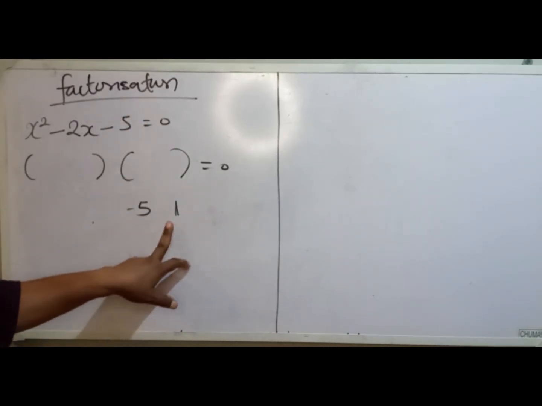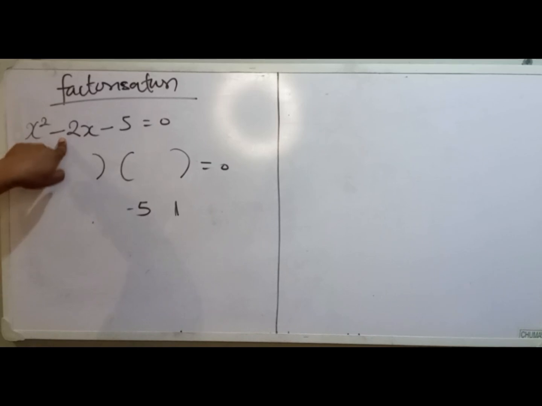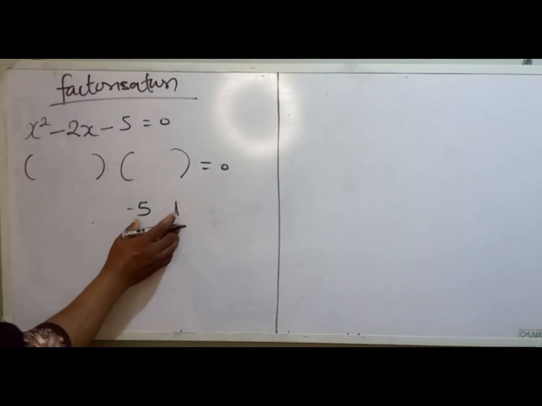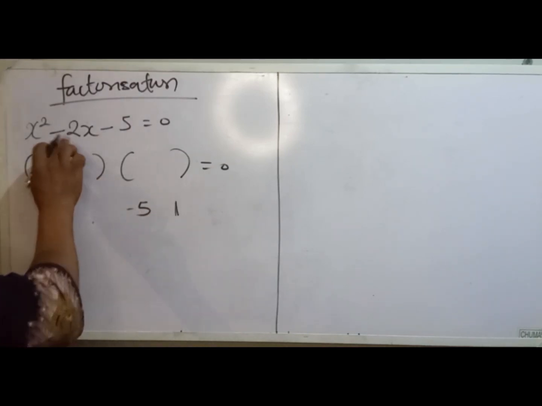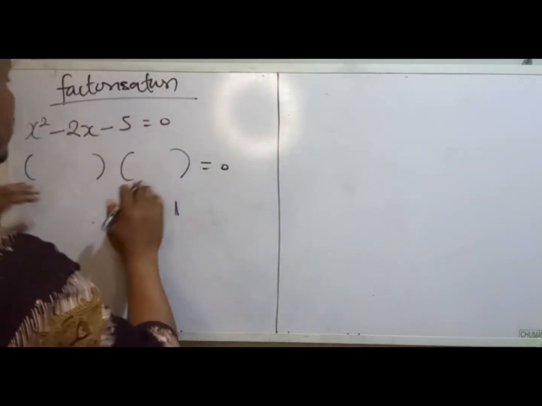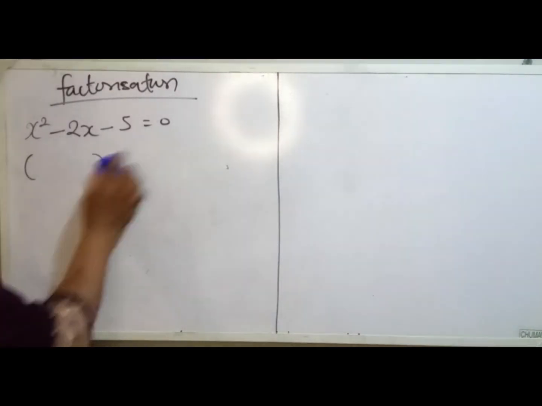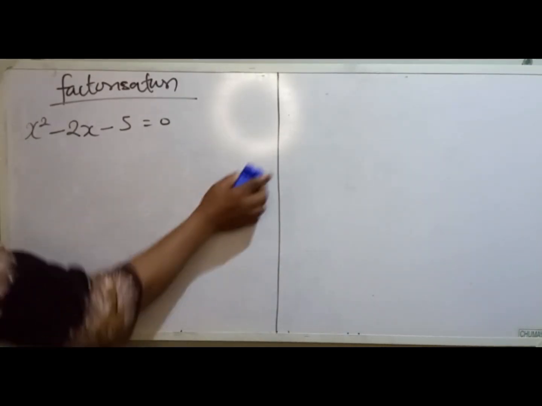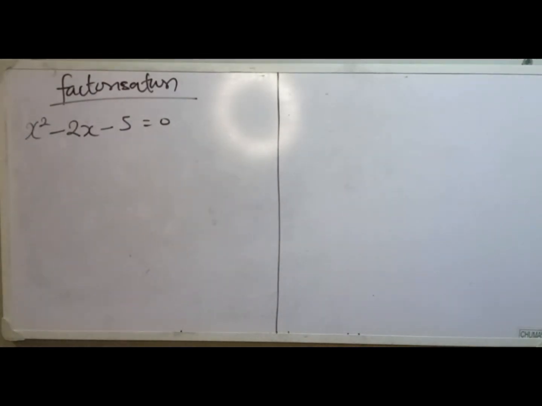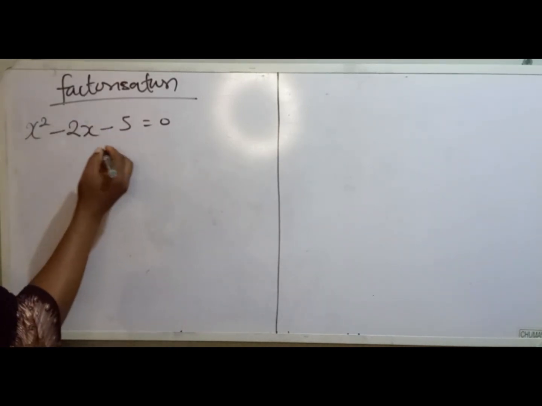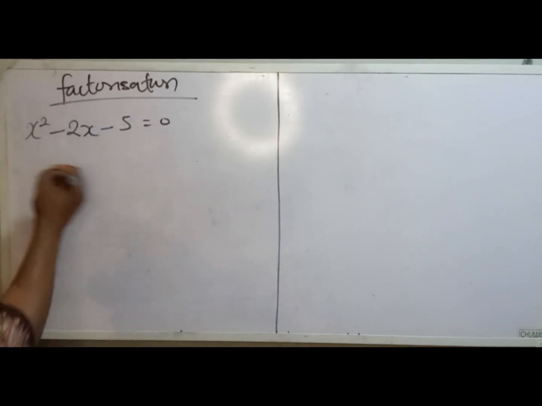Then, what factors of 5 can I add to give me a minus 2? None. There is no factor of 5 I can add together to give me a minus 2. So this is why this particular equation cannot be factorized. So in such equations, the completing the square method comes in handy. We're going to solve this using the completing the square method, similar to the method we applied the other time.